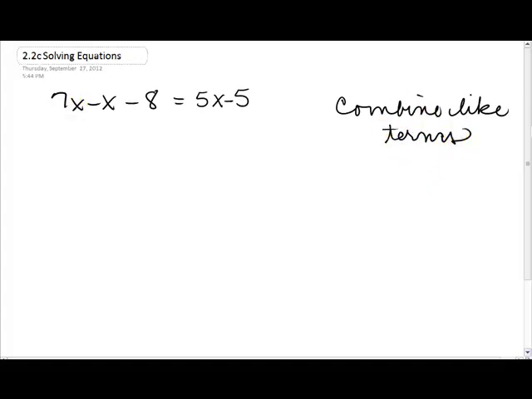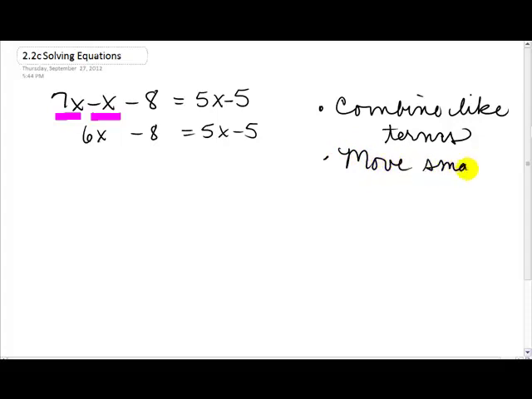So on the left-hand side, we've got the x's that'll go together, and that's it. 7x minus 1x will give me 6x. Everything gets rewritten. The next thing I want to do is move a variable. And I want to move the smallest. That way I can avoid some negative numbers, negative variables anyway, sometimes. So we're going to take and minus the 5x.